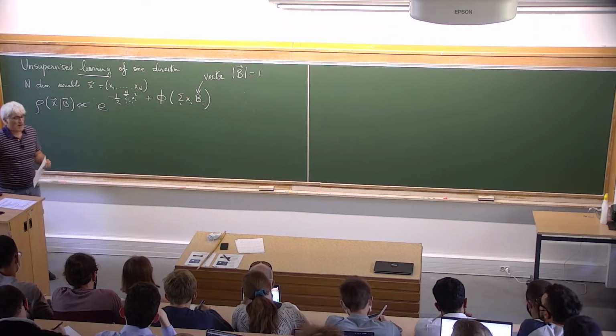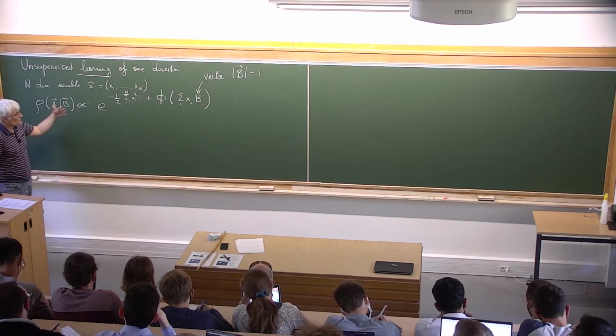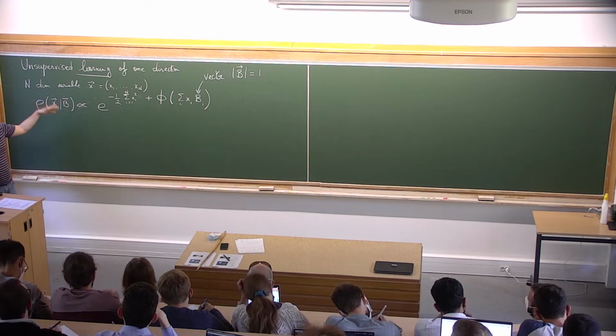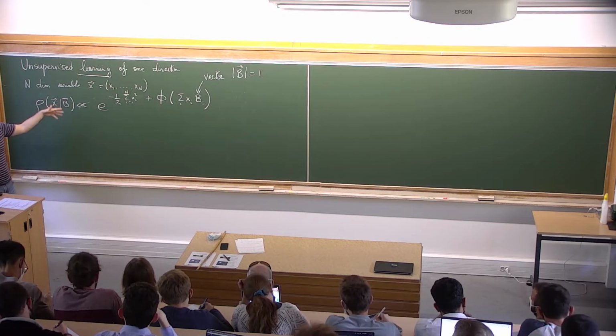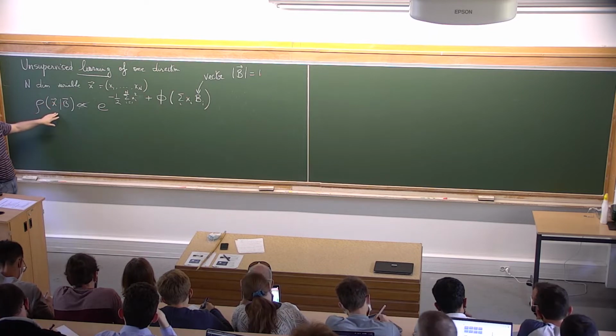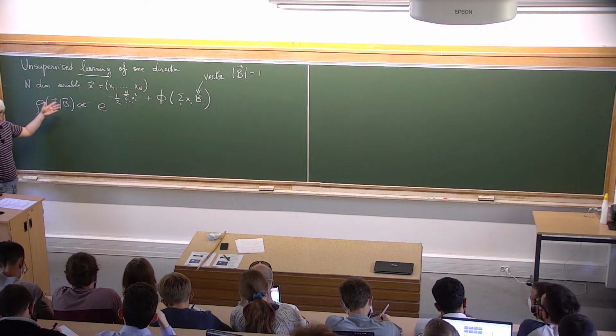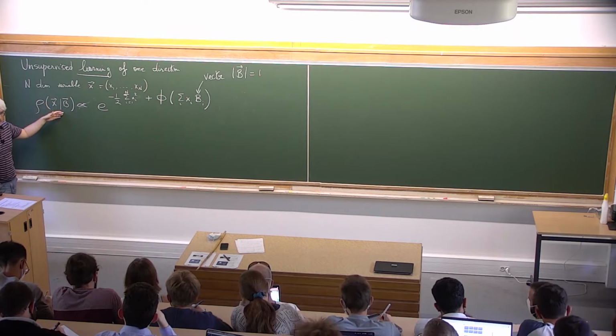And the problem I'm asking is the following. Let me assume I draw a certain number of samples from this distribution, and all the samples are independent from each other. I just extract them from this distribution here. And then I have my collection of data. I would like to infer the direction b. Okay? So it's a problem which appears in many contexts.